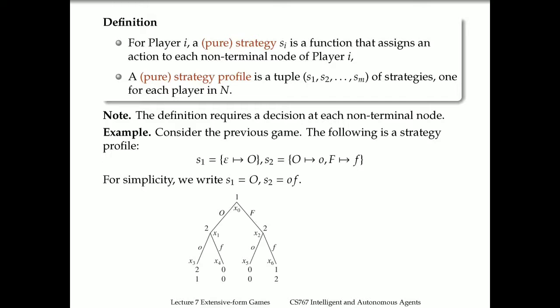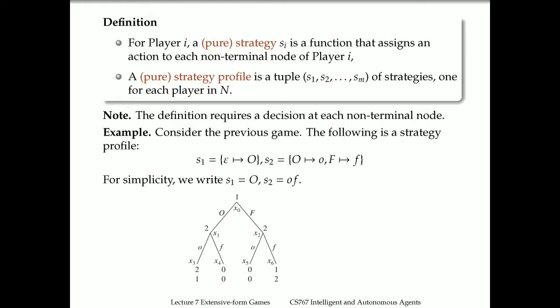Player 2 has 2 possible nodes because there are 2 nodes which belong to player 2 at level 1. So it could be, for example, when player 1 chooses capital O, then player 2 chooses small o. And when player 1 chooses capital F, then player 2 chooses small f. That will be a description of a strategy profile in this extensive form game.